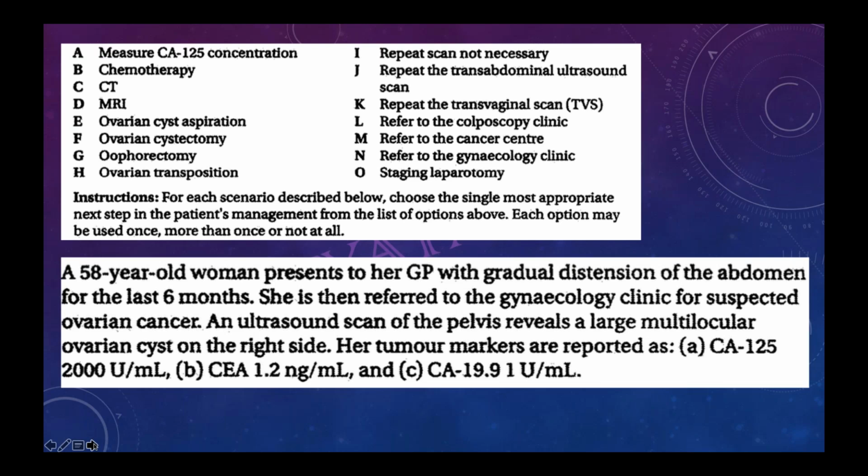So, a 58-year-old woman with distension of abdomen for the last 6 months has been referred to gynae clinic with suspicion of ovarian cancer. Tumor markers: CA125 2000, CEA 1.2, CA 19.9. So what will be the next step? CA125 is very high. She is 50 years old. Refer to the cancer center will be the answer.